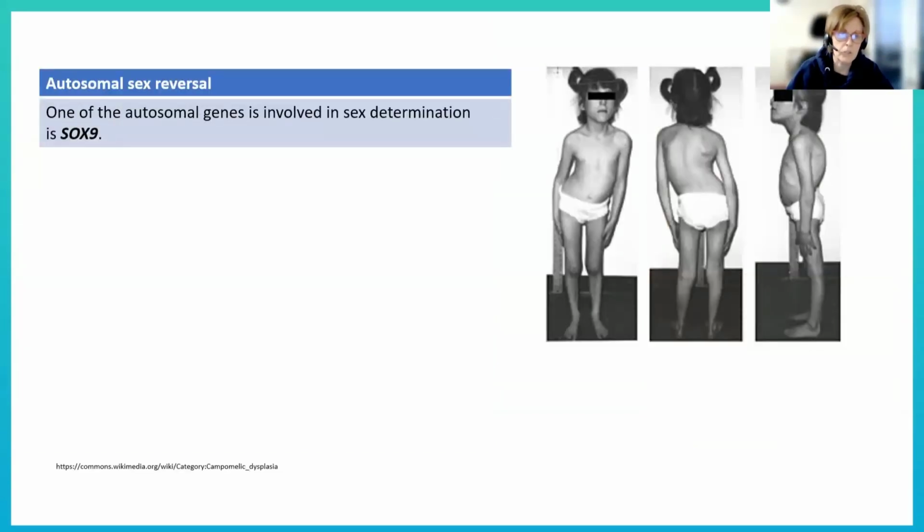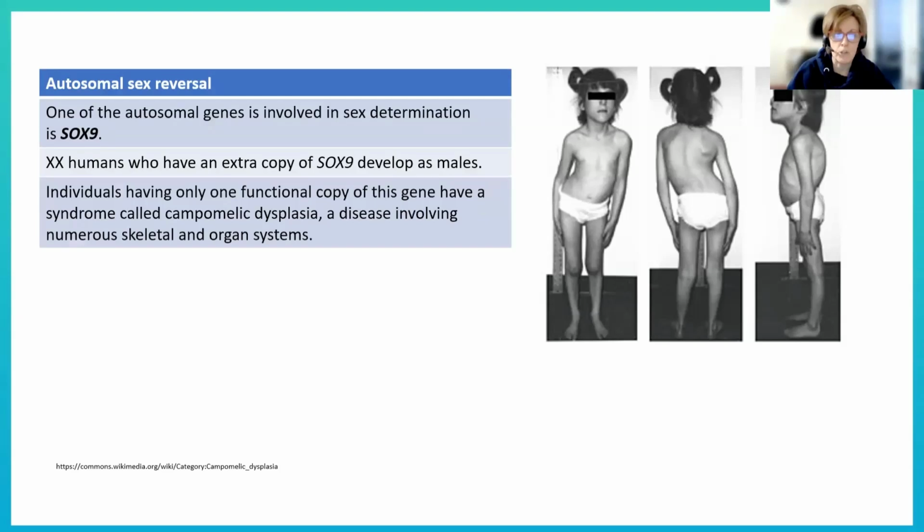There are other conditions where one of the autosomal genes, so that means not an X or Y, one of the other chromosomes 1, 2, 3, 4, 5, up to 22, becomes involved in sex determination. There's a gene called SOX9. Humans that are XX have an extra copy of this SOX9 gene, and then they develop as males, even though they are XX. Individuals having only one functional copy of the gene have a syndrome involving lots of different organs and skeletal structures. You can see the abnormal skeletal development of the individual in the pictures.